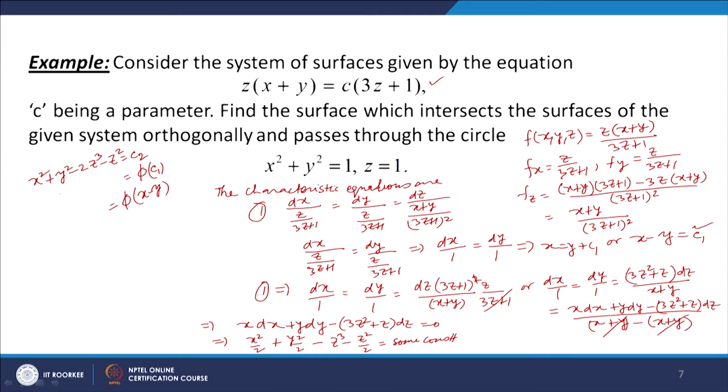Now let us use the initial condition. We have to find that surface which passes through this circle, x square plus y square equal to 1 and z equal to 1. So we get 1 minus 2 minus 1 is equal to phi of x minus y. So phi of x minus y is equal to minus 2, and therefore I get these required surfaces.